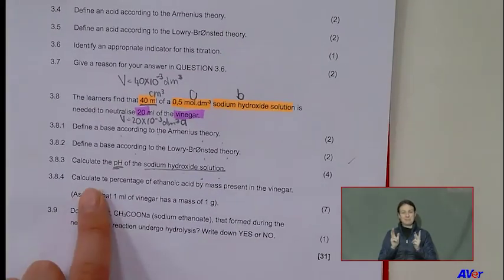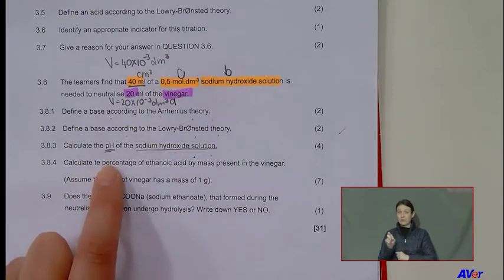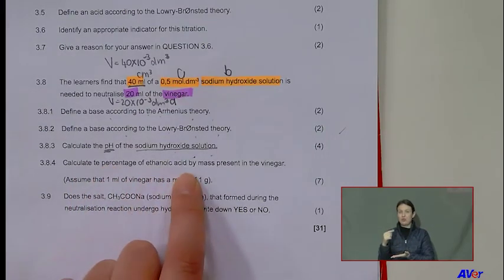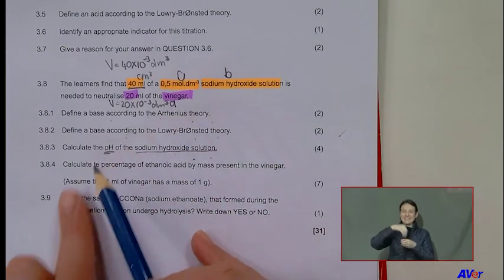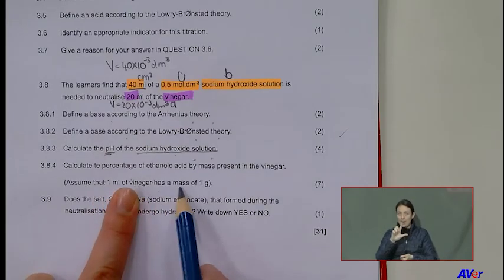Okay. Now they ask us to calculate the percentage of ethanoic acid by mass present in the vinegar. They could have just as well asked you to calculate the percentage purity of the ethanoic acid. Okay, it's the same thing. They just want us to determine how much ethanoic acid is actually present in the vinegar. So now, they also tell you, assume that 1 milliliter of vinegar has a mass of 1 gram.